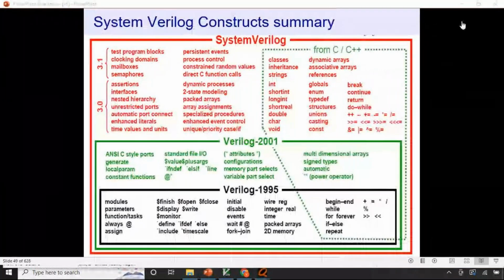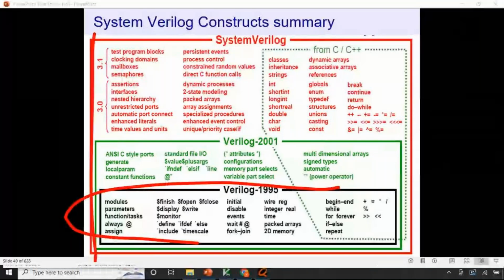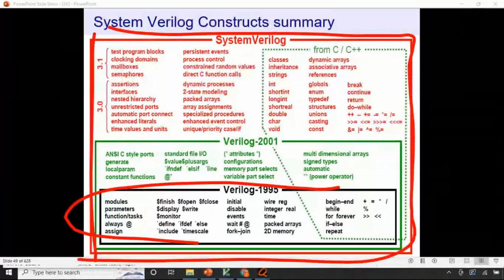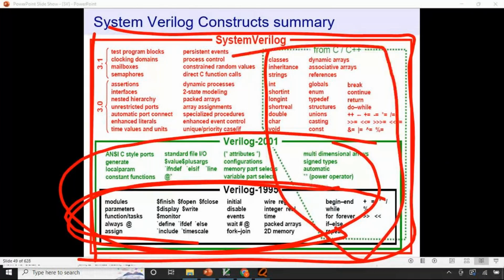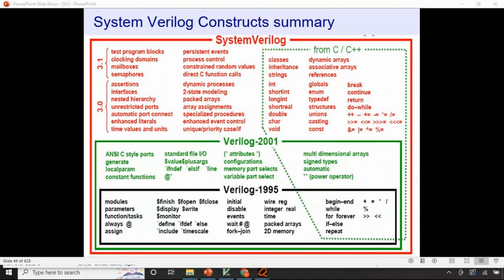See, whatever is the outermost box is SystemVerilog. This is taken from Verilog. This is taken from Verilog 2001, which was released in 2001. This is taken from C++. Then what must this be taken from? Tell me. What is the only thing that's left? Vera language. So these things must have been taken from the Vera language.